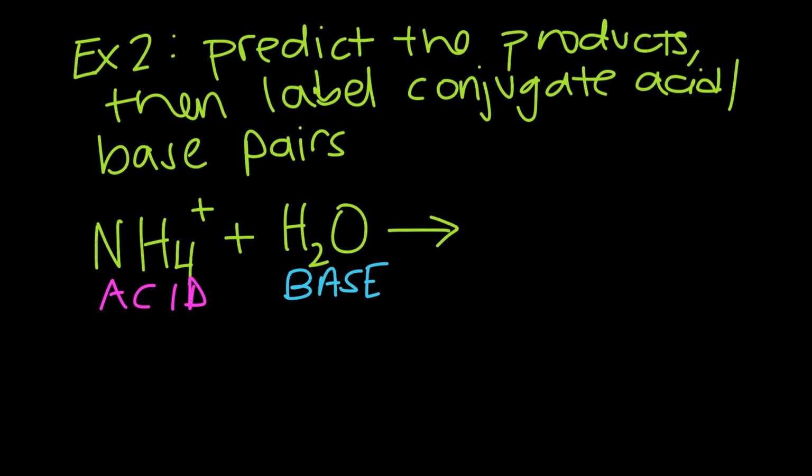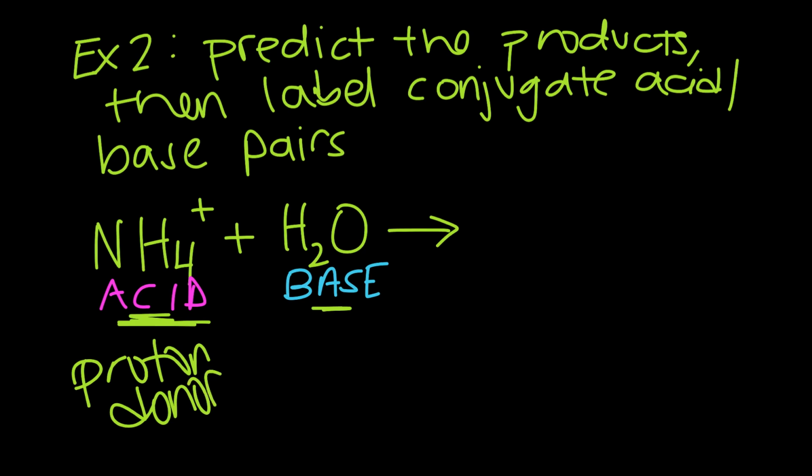So here's our second example. It says to predict the products and then label the conjugate acid base pair. So here we're not given both the reactants and the products, but we are told which of our reactants is the acid and which of our reactants is the base. Okay, so let's start here. Knowing that the NH4 plus is going to act as an acid, it means that it's going to be a proton donor. And I know that because that's the definition of an acid. So that means on the product side, we're still going to have an N, but instead of 4 H's, we're going to only have 3. And if we're losing an H plus, this means that this is just going to be a 0 charge, which we really don't have to show.